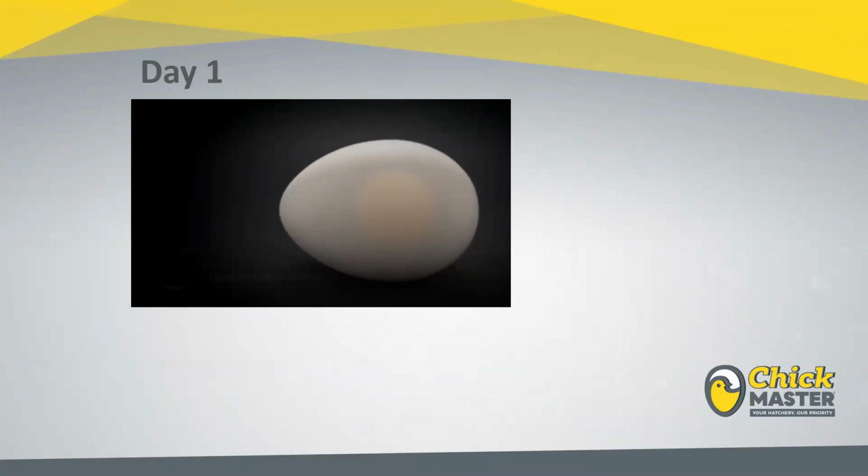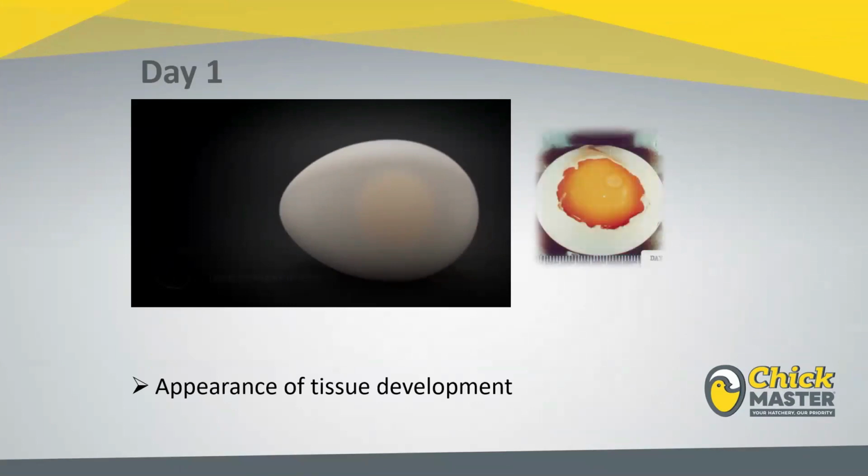Okay, so let's talk about our day one development in the incubator. With day one development, we know that we have appearance of tissue development. When you look at the picture here, you see that the germinal disc in this illustration shows development and has a uniformity to it, oftentimes referred to as a donut shape. This oftentimes helps us recognize the difference between an infertile or a fertile.